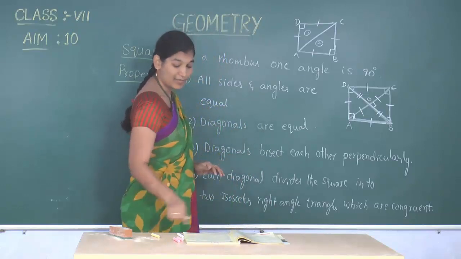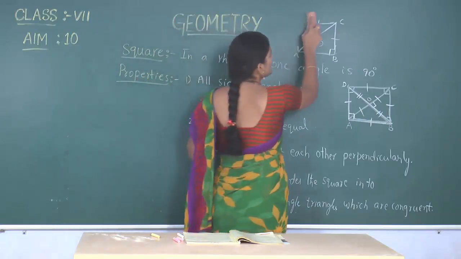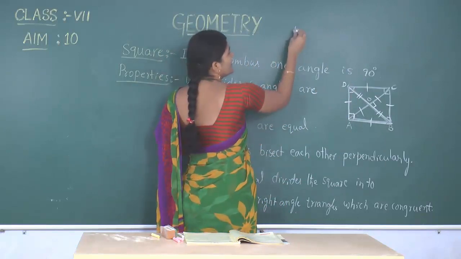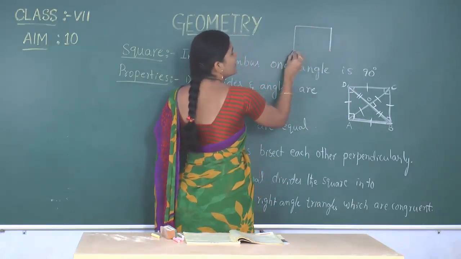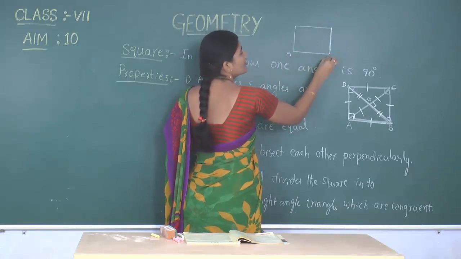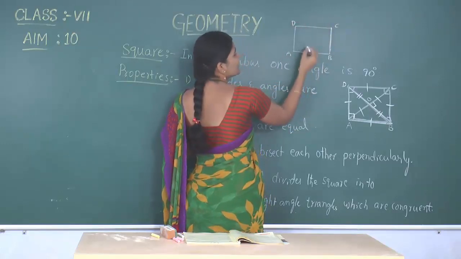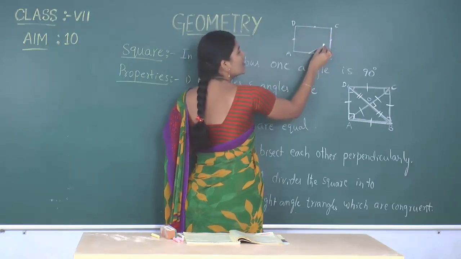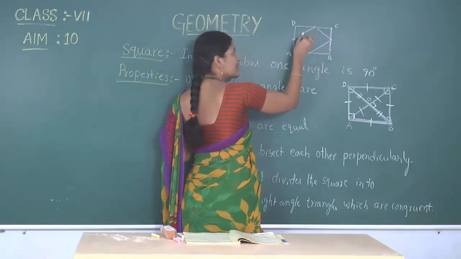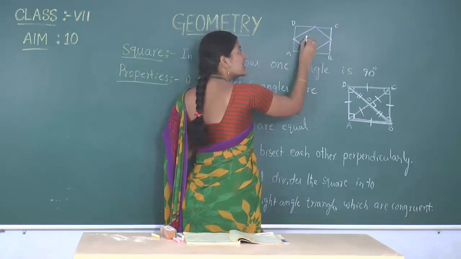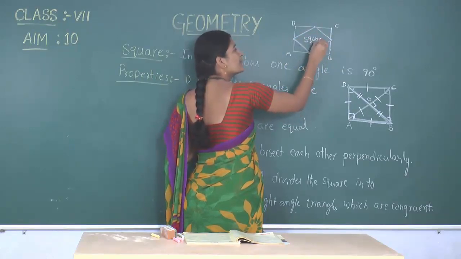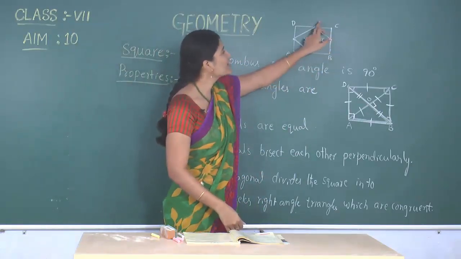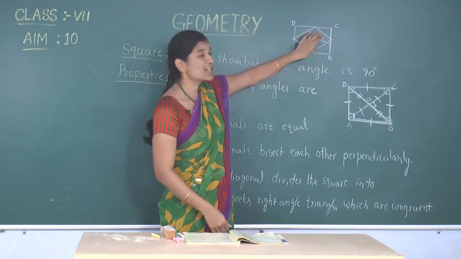Now let me explain one more property here. Take a square here, and now join the successive midpoints. I am taking the midpoints of the sides. If you join the successive midpoints of the sides of a square, then the resultant figure will also be a square.